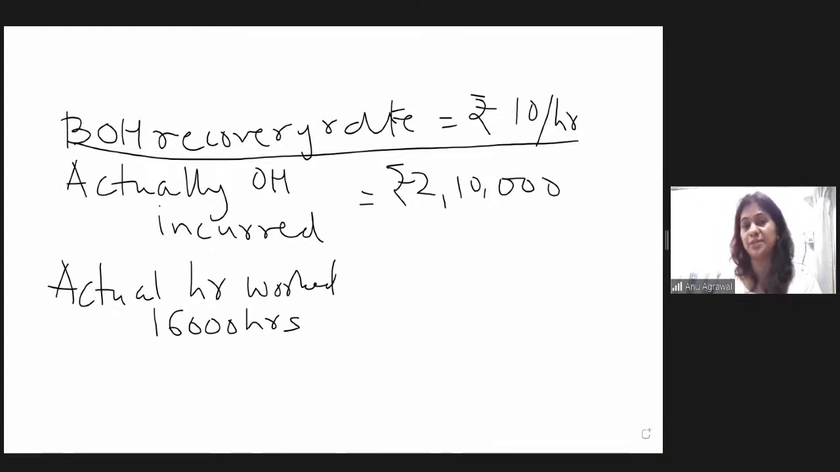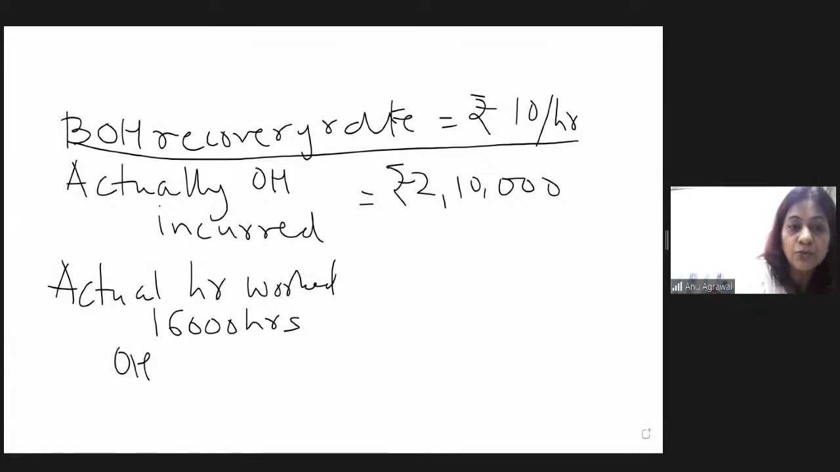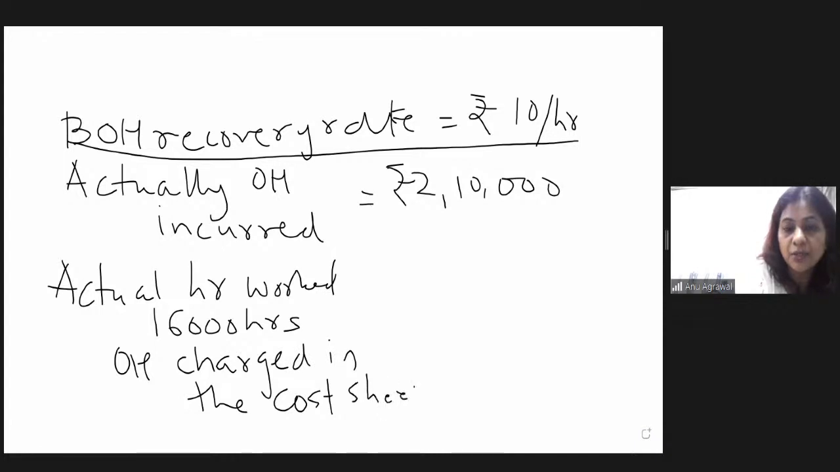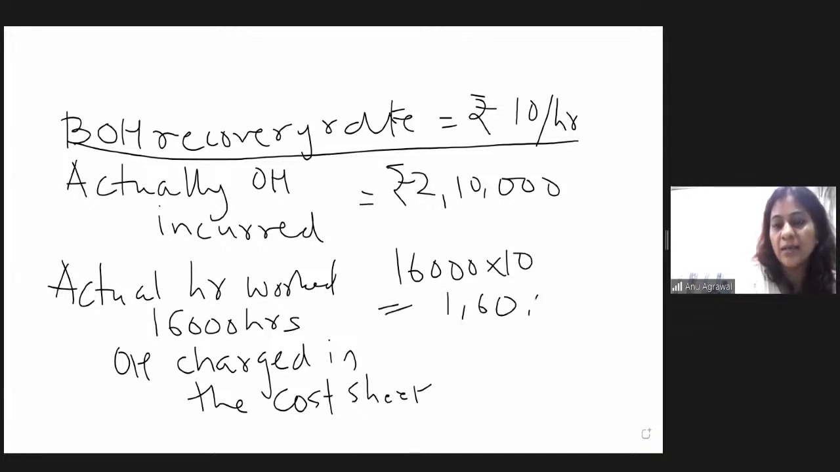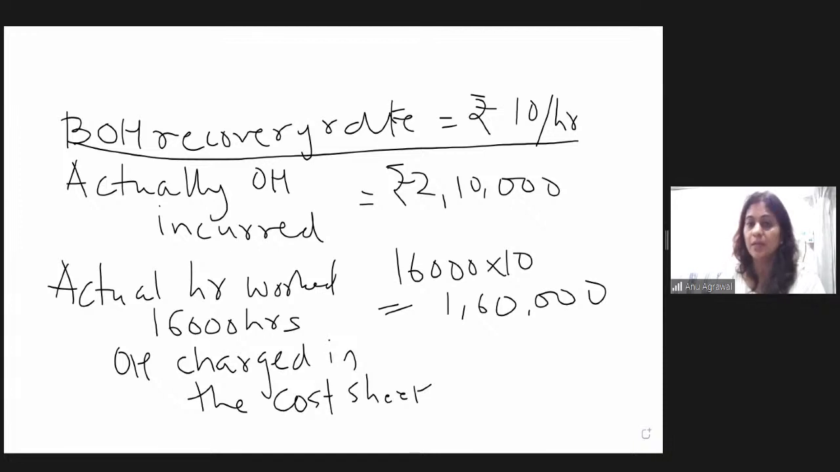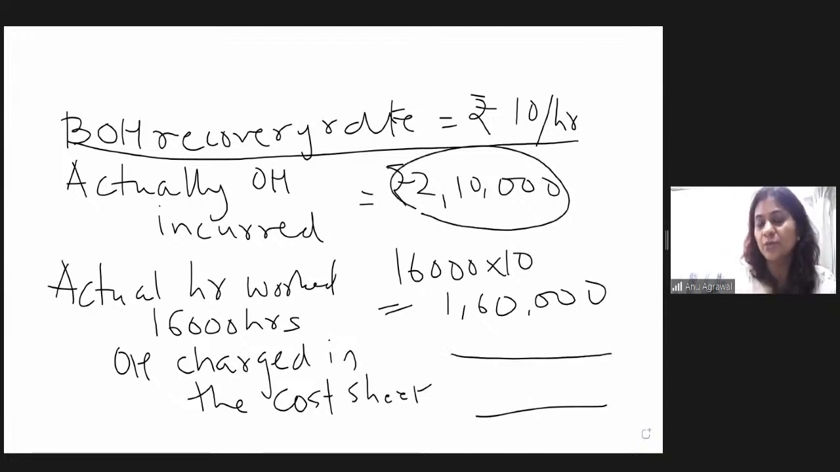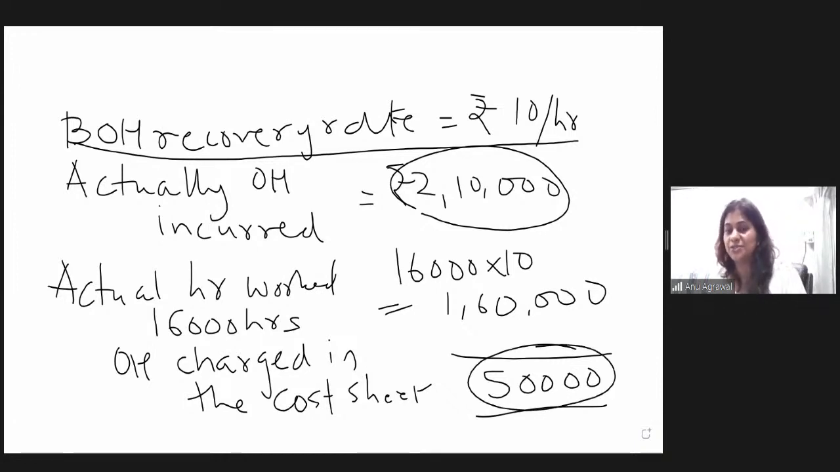Now this was as per the hours you calculated a budgeted overhead recovery rate. You actually worked only for 16,000 hours. So technically, how much overhead you recovered or charged in the cost sheet? You will charge 16,000 into 10, which is 1,60,000. But actually, how much have you incurred? 2,10,000. So how much you do not charge or you undercharge in a cost sheet is 50,000 rupees.